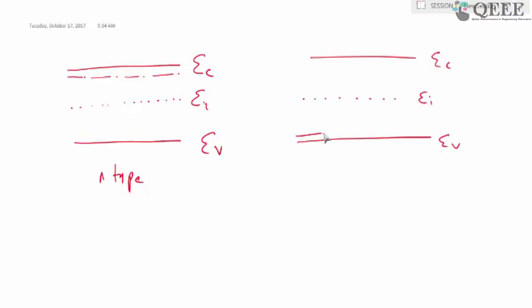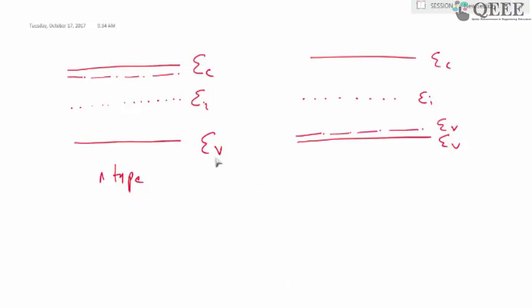The energy band diagram of a simple n-type material may look something like this. This is the conduction band and this is the valence band, and this is the mid gap, or the intrinsic level. If it's an n-type material, the Fermi level is closer to the conduction band. And if it's a p-type material, with a similar structure and the same mid gap, the Fermi level is closer to the valence band.